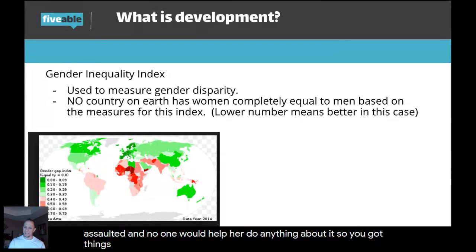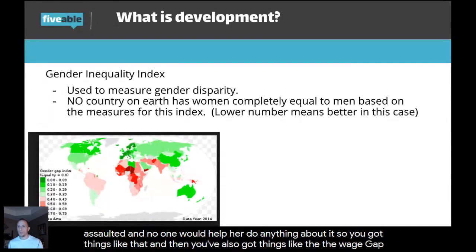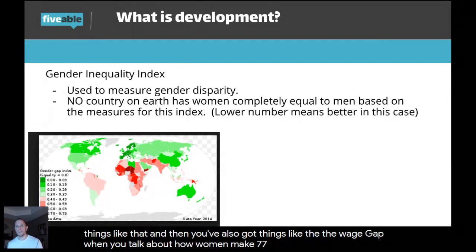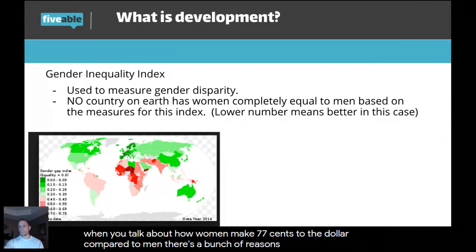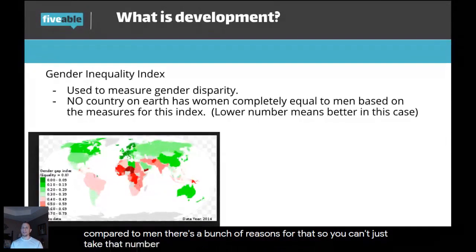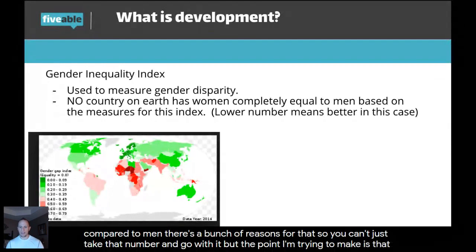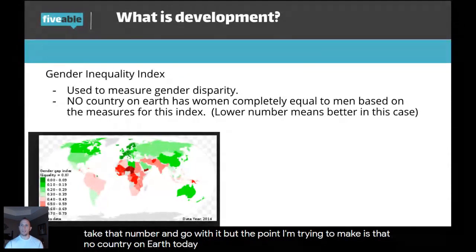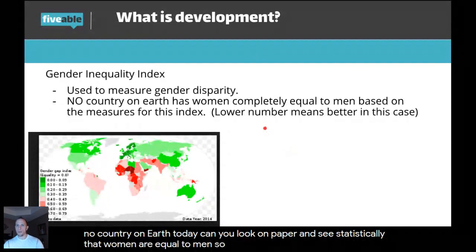So you've got things like that, and then you've also got things like the wage gap. When you talk about how women make 77 cents to the dollar compared to men, there's a bunch of reasons for that, so you can't just take that number and go with it. But the point I'm trying to make is that no country on Earth today can you look on paper and see statistically that women are equal to men. So let's measure it out.